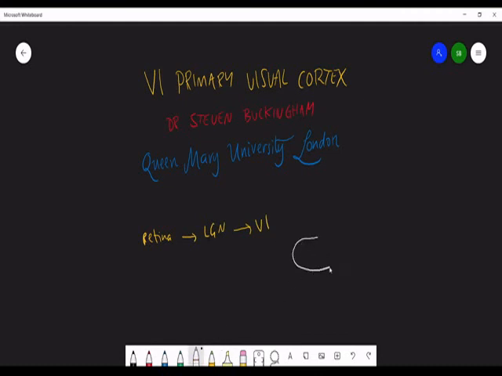Where is V1? Here's our brain, cerebellum, brainstem and spinal cord, very approximately drawn. V1 is at the back here. It's also known as Brodmann's area 17 or primary visual cortex.